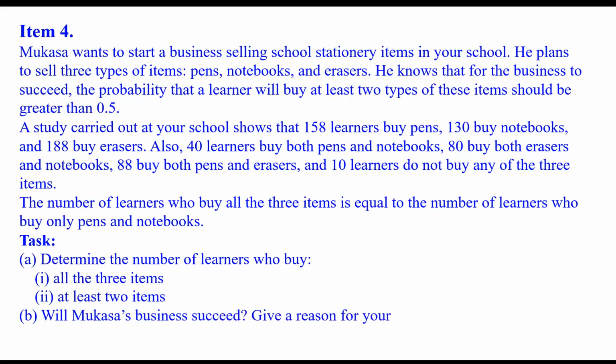Task A. Determine the number of learners who buy all the 3 items, and the number who buy at least 2 items. B. Will Mukasa's business succeed? Give a reason for your answer.